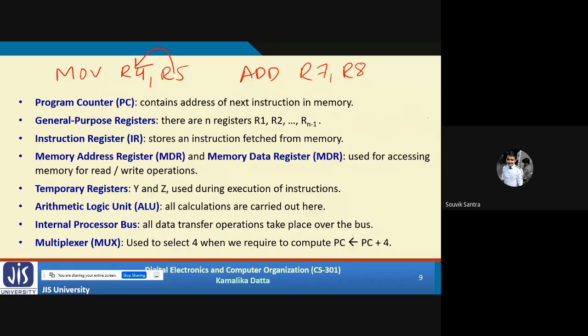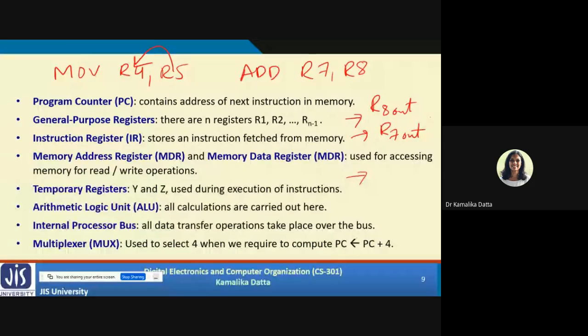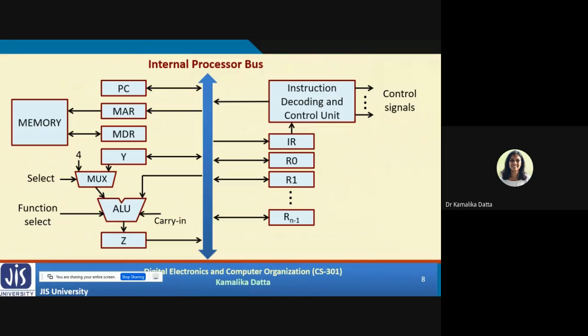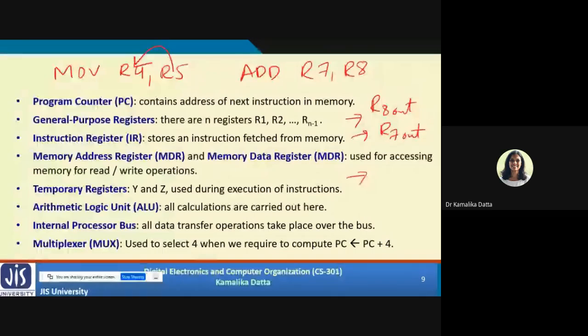And for the next instruction? At first R8 out. Yes, at first you have to do R8 out, then R7 out. And then you have to do add, addition. Then the value will be available in Z. If you recall, when you add some value, it will be available in Z. So it will be Z in first, then Z out. After Z out, it will be R7 in, isn't it?